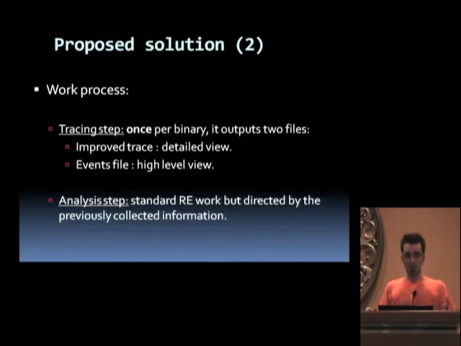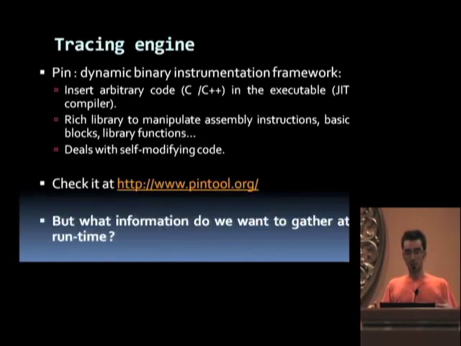So let's talk about the first part, the tracing engine. Like shown this morning, we use PIN, the dynamic binary instrumentation framework supported by Intel. It permits you to insert arbitrary code written in C or C++ wherever you want inside your binary. PIN has a very rich library to manipulate your binary at different abstraction levels: assembly instructions, basic blocks, library functions, etc. It deals with self-modifying code, so you can check it at this URL.